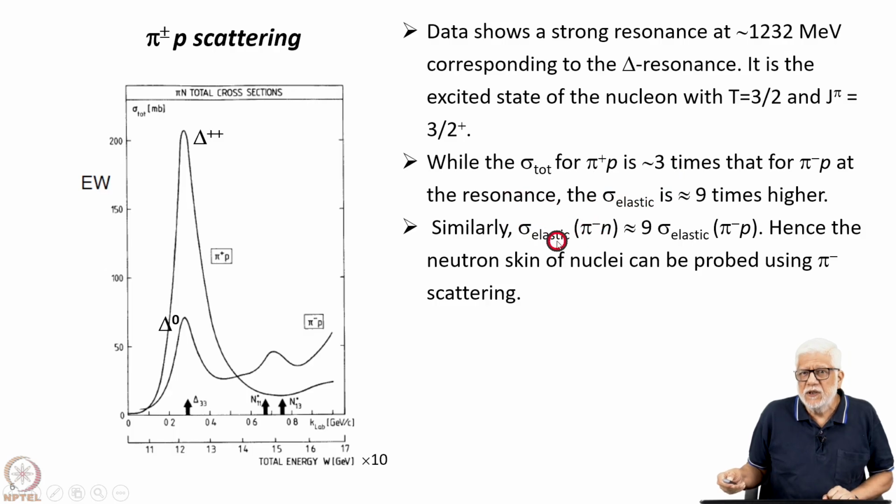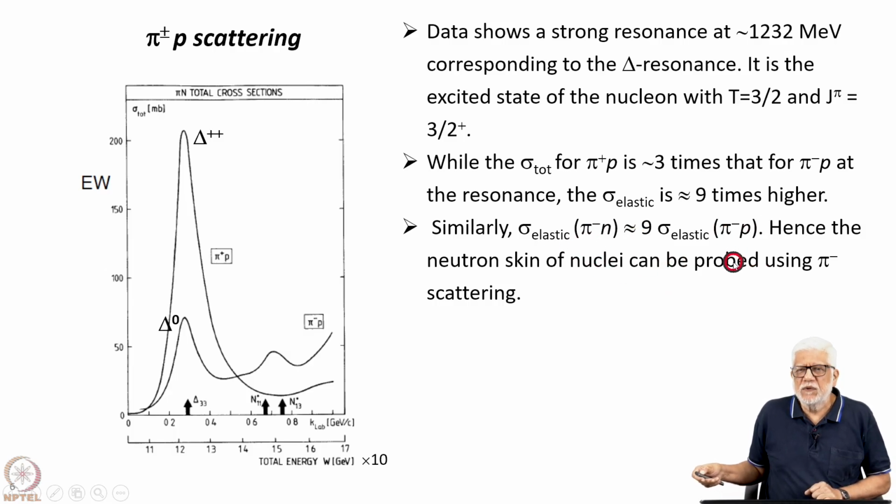So, it turns out that you can easily understand that the elastic cross section at the delta resonance peak in the case of pi minus plus neutron is about 9 times the elastic cross section of pi minus p, and similarly pi plus p is about 9 times pi plus n. Okay. So, in the case of the pi minus n, therefore, such a scattering process will be sensitive to the neutron skin of the nucleus.